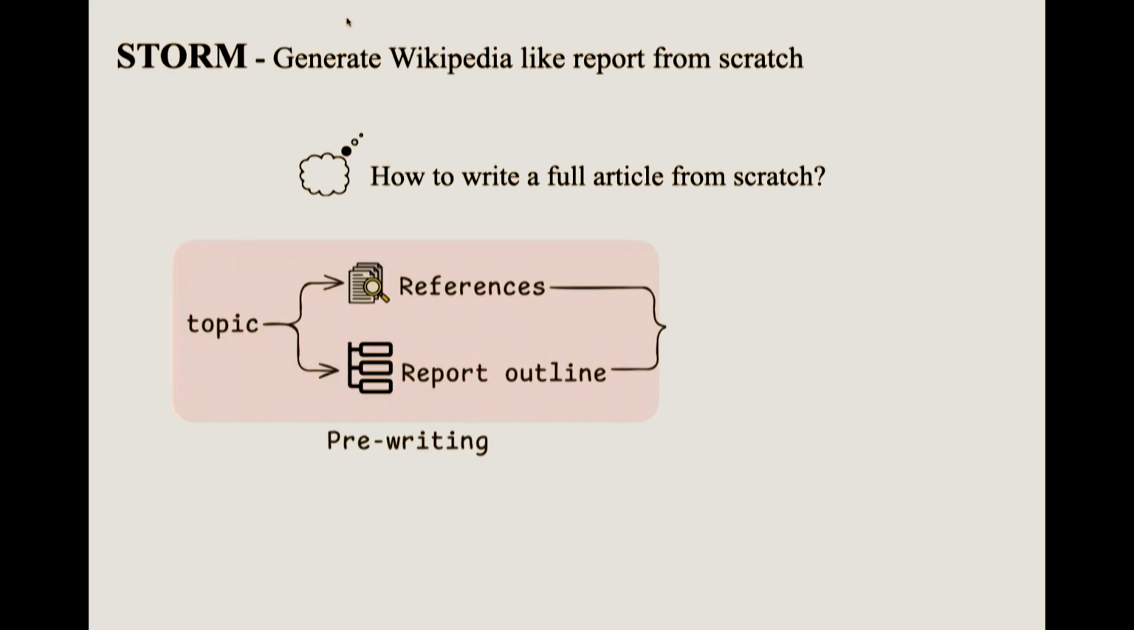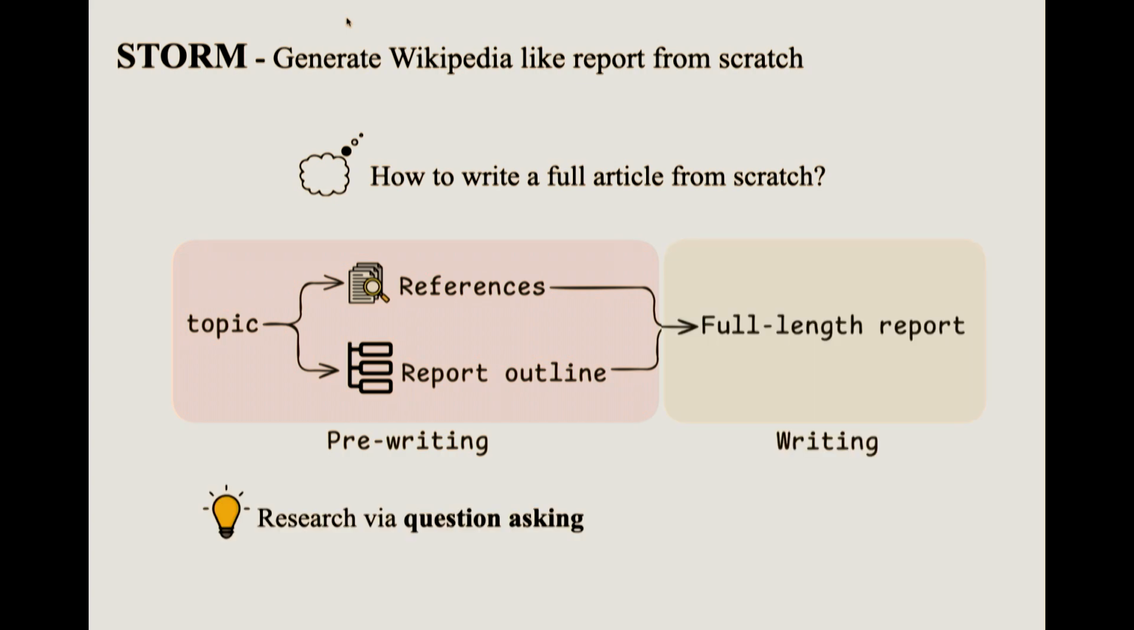So the first stage, we call it pre-writing, where you take a topic, you go online or go to external sources, or even talk to people to collect valuable resources, and then organize all your thoughts or your valuable information into an outline, and then use these two sets of information to guide you to write the final report.